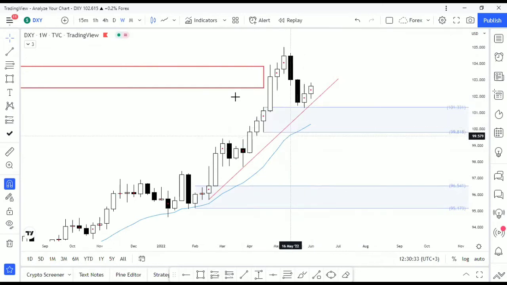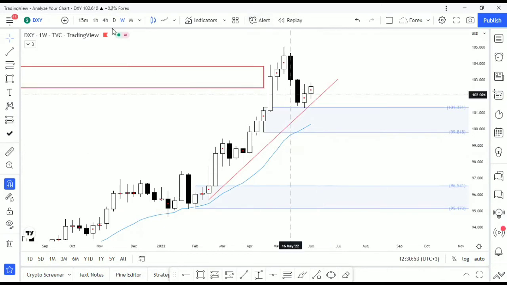So if the higher time frame is in control, what are we supposed to do? The thing that we are supposed to do is to only look for buys depending on the level in control. So here the level in control is demand. That's why I advise you on the DXY to look only for buys.